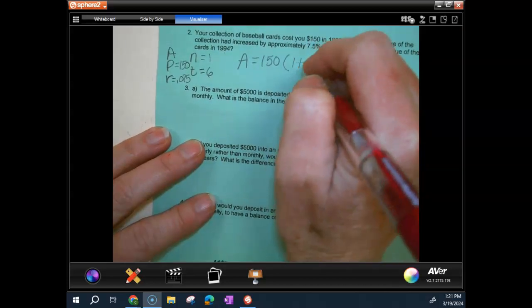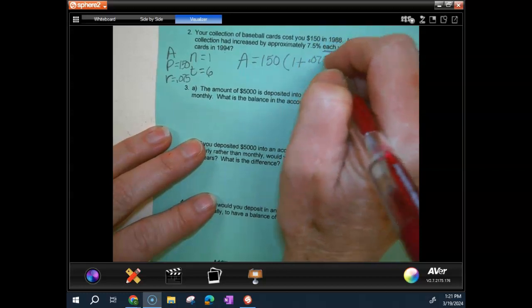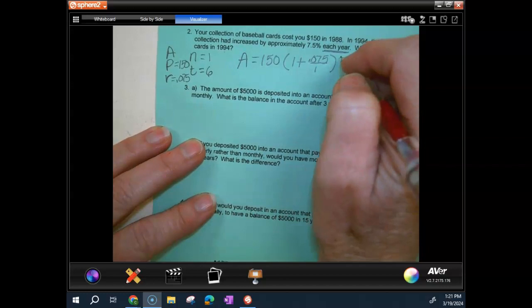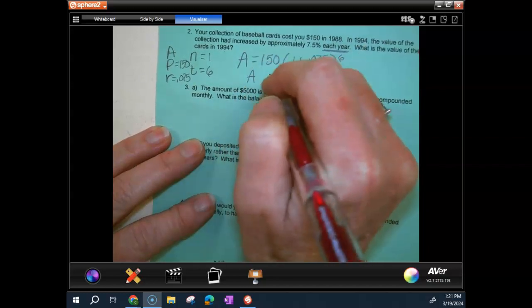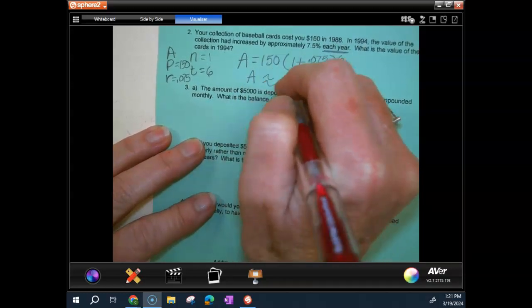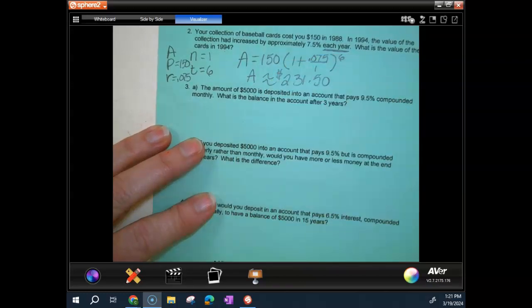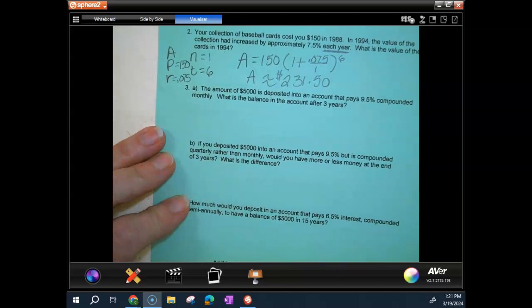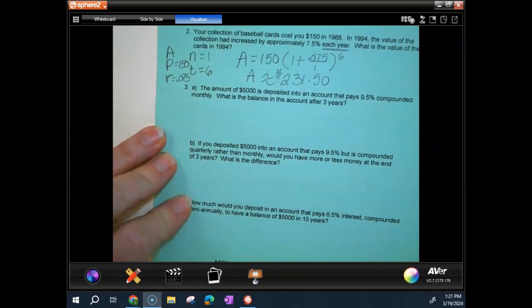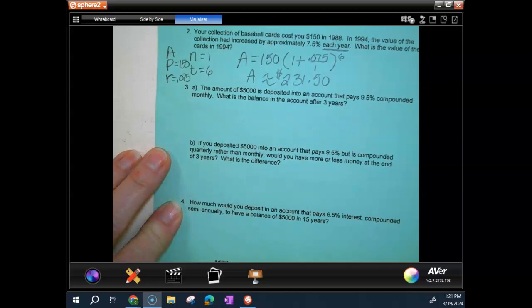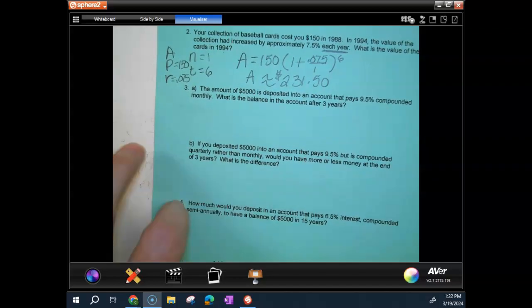So we're going to get 1 plus 0.075 over N, where N is 1, and then N times T is 6. And so your answer is $231.50. Okay, you guys do 3A and B, because these are exactly the same.